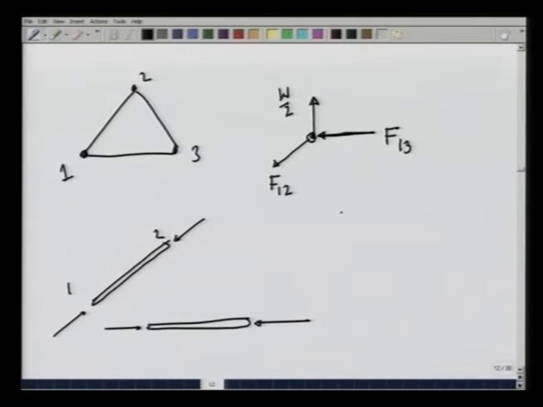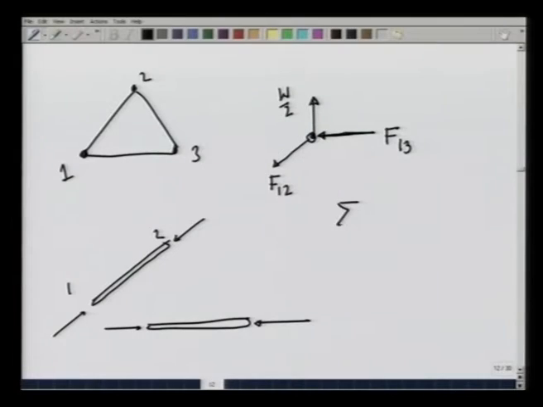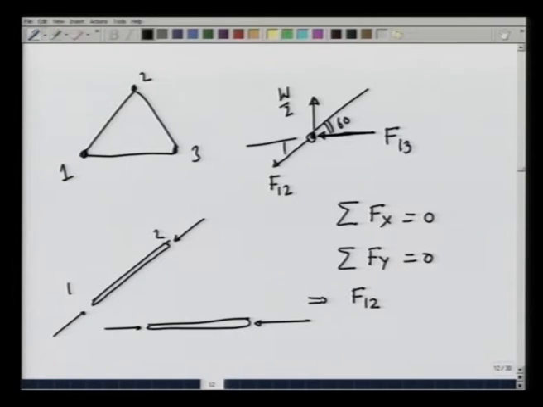Since the forces are acting at one particular point, I do not have to write the torque equation, the only thing I will write is that summation F x would be equal to 0 and summation F y would also be equal to 0. This gives me that F 1 2, this is 60 degrees, so would be this. So, F 1 2 sine of 60 degrees is equal to W over 2, and that gives me F 1 2.